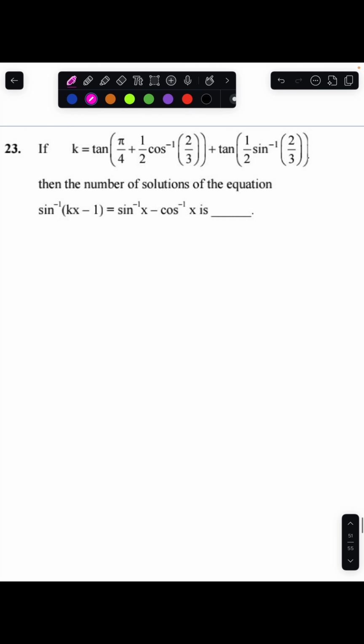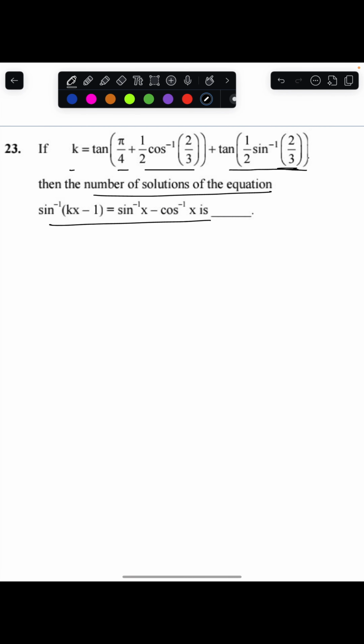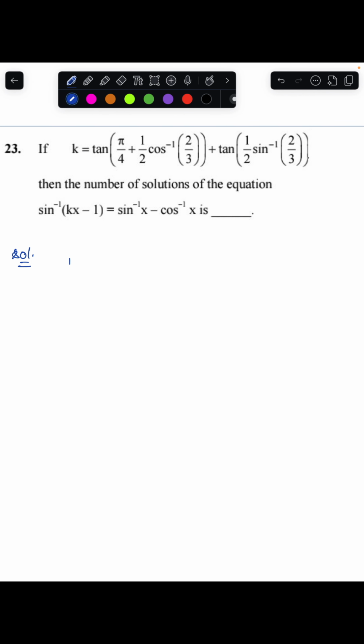Yeah, 23rd question here. So what is given? K is given as tan of pi by 4 plus half cos inverse 2 by 3, plus tan of 1 by 2 of sine inverse 2 by 3. The number of solutions of the equation, right? Here in this equation, K is there. K is given here. But K you have to evaluate from here. So what can we do? So first of all, take the question like this. So let's evaluate K here.